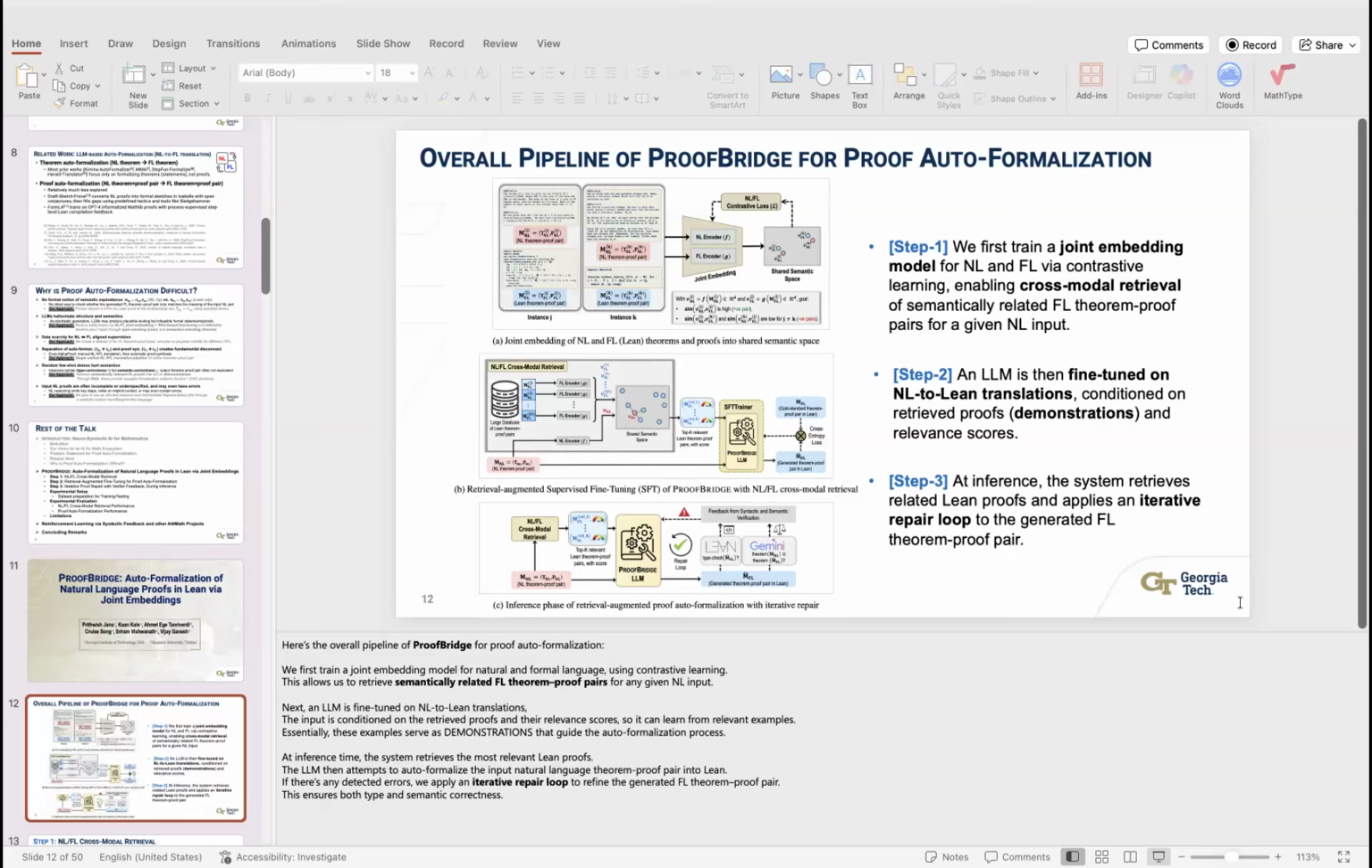At inference, we also do both syntactic type check using Lean and semantic verification. So as I mentioned earlier, the syntactic checking is simply the type check. And for the semantic check, unfortunately, we have to rely on some heuristic. The heuristic we use is we use a foundation model to tell us whether or not the natural language proof pair and the formal language proof pair are indeed equivalent. This is by no means perfect, because the foundation model can make errors. But we rely on this technique.